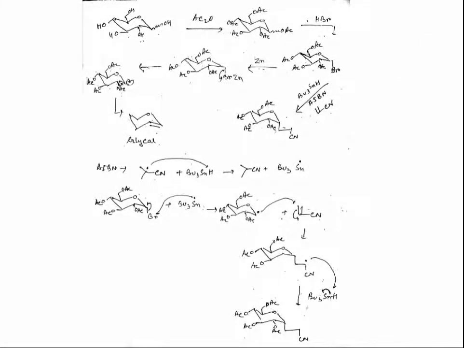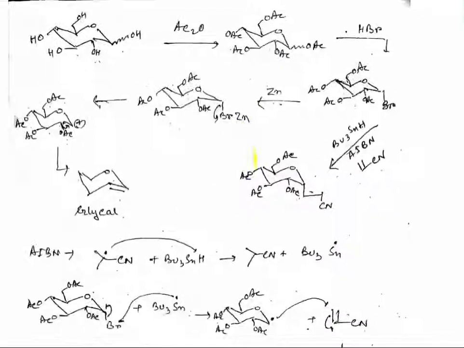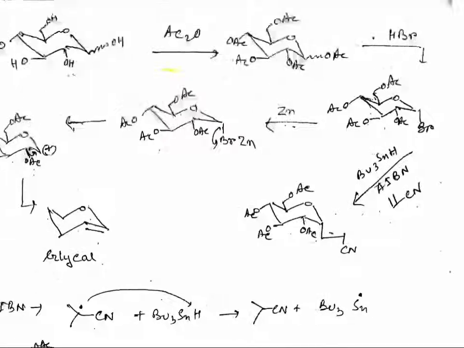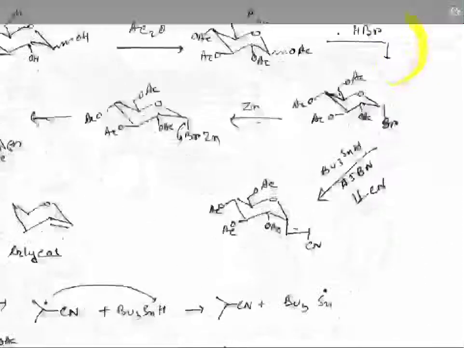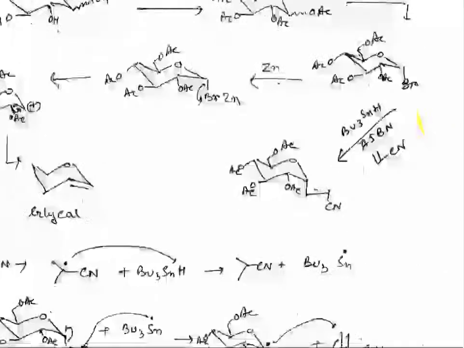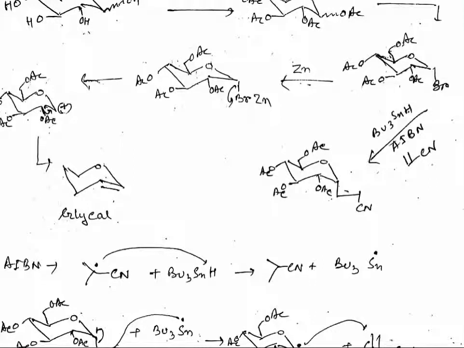This is another mechanism which I have shown. If you wish, you can do this yourself. First take this glucose, then react it with acetic anhydride, then you will get pentaacetate, and then react it with HBr. Then this bromine will take the axial position, and then from this, if you give zinc, this zinc will snatch this bromine and form a glycal.